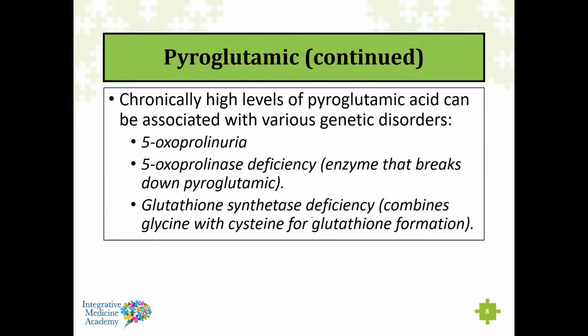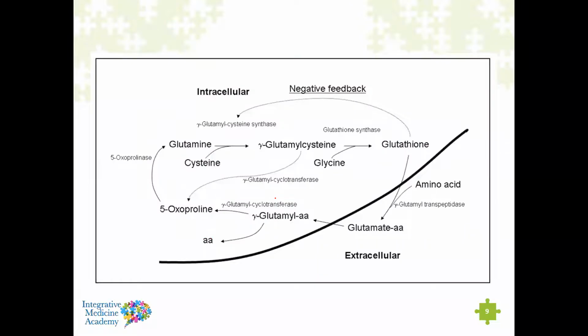Now, chronically high levels of pyroglutamic can be associated with various genetic disorders. As I mentioned, a deficiency in oxoprolinase, the enzyme that helps to break down, or really convert, pyroglutamic. And then a deficiency in glutathione synthase, for example. This is what combines glycine with cysteine. And again, these would tend to be more rare, what are sometimes considered to be inborn errors of metabolism.